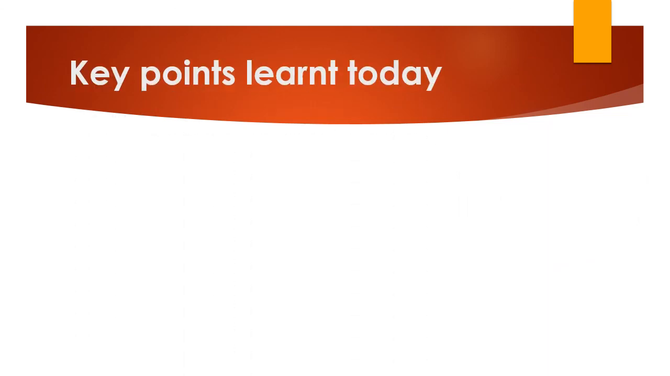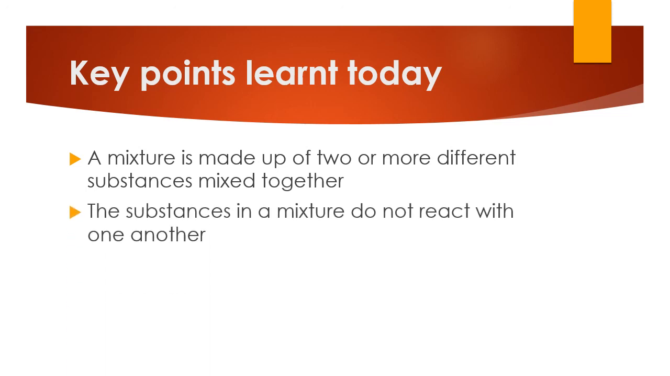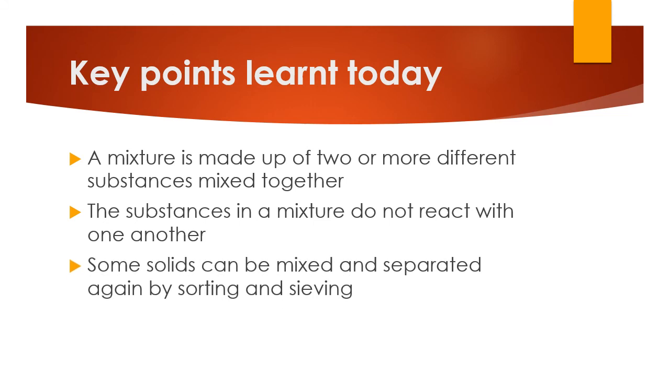Let us look at the key points that we have learned today. A mixture is made up of two or more different substances mixed together. The substances in a mixture do not react with one another. Some solids can be mixed and separated again by different methods, for example, sorting and sieving.